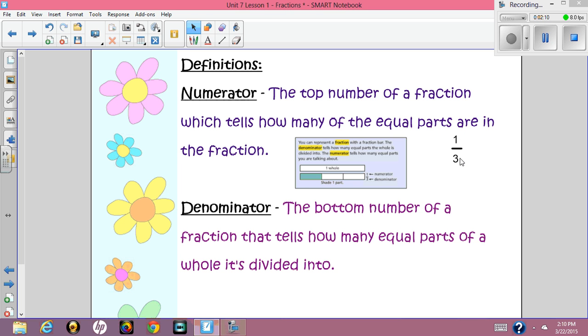part of the 3. Now, denominator, that's the lower number. The bottom number of a fraction tells how many equal parts of the whole it is divided into. So if you look at, here's one whole. We've divided it into 3 parts, and we've shaded one part, which represents our fraction. So it is 1 part of 3.